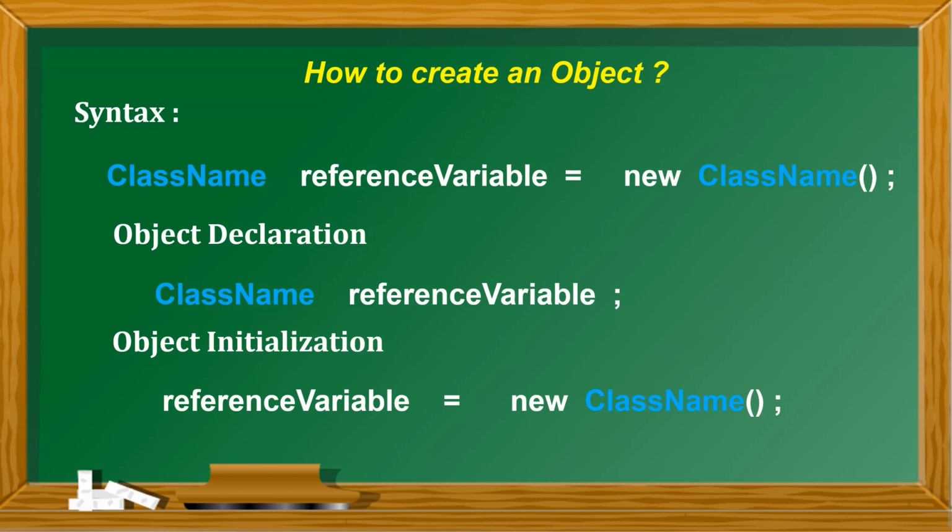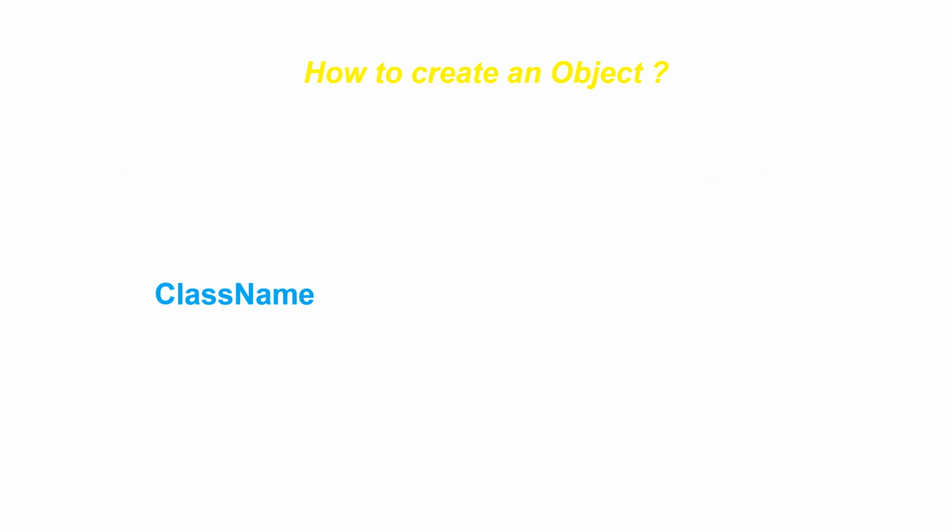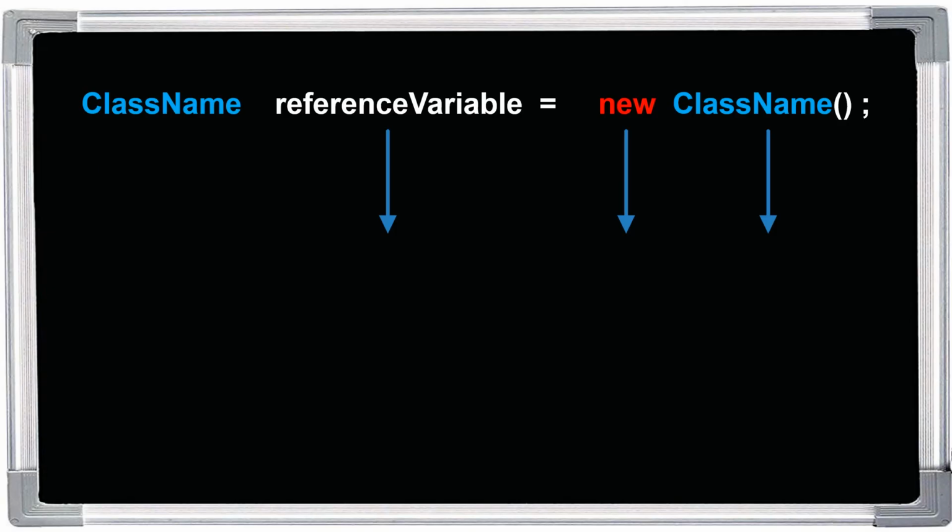In this statement, the class name and reference variable are considered as class declaration, and reference variable equal to new class name, that is constructor, is what we call as object initialization. From the given statement, the reference variable represents an identifier which acts as an object name, equal to new.